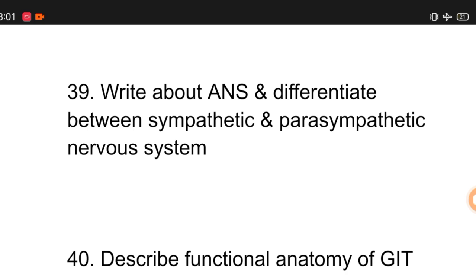If they ask for 10 marks, mention all about the ANS and draw the diagram also. Meaning which nerve supplies the heart, lungs, stomach, spleen, pancreas, kidney, etc. You have to mention all.